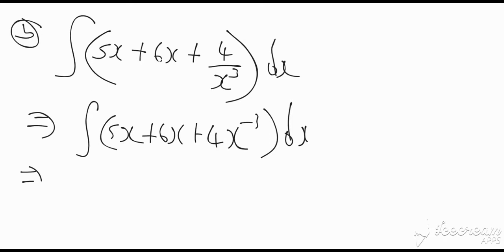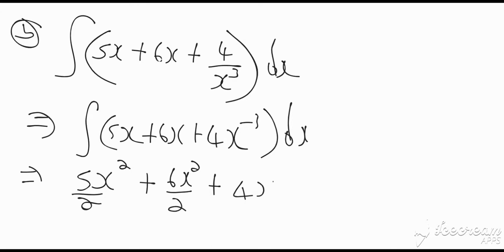So we take the 5x, when I integrate that, I'm going to add 1 to the power. So I'm going to have 5x squared over 2 plus 6x. Add 1 to that power, so I'm going to have 6x squared over 2 plus, if I add 1 to that power, negative 3, I'm going to have negative 2. So I'm going to have 4x to the minus 2 over minus 2 plus your constant of integration.